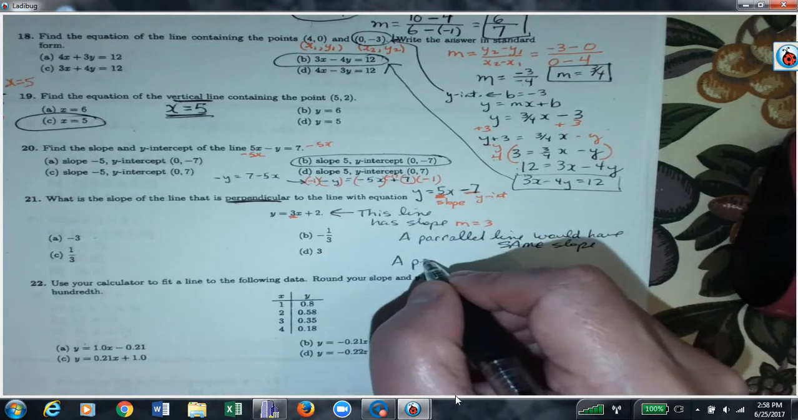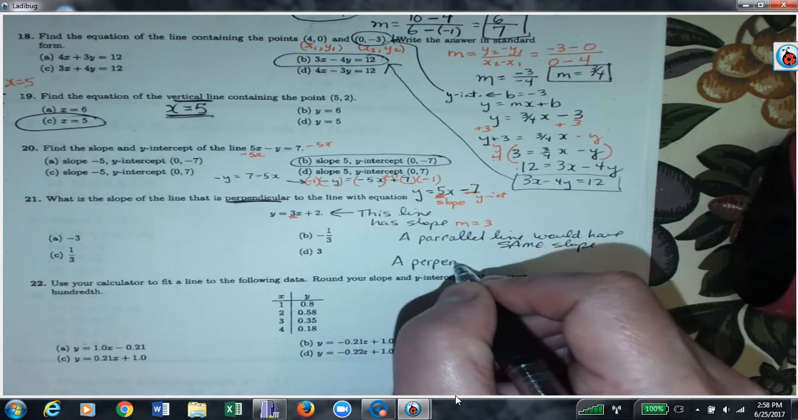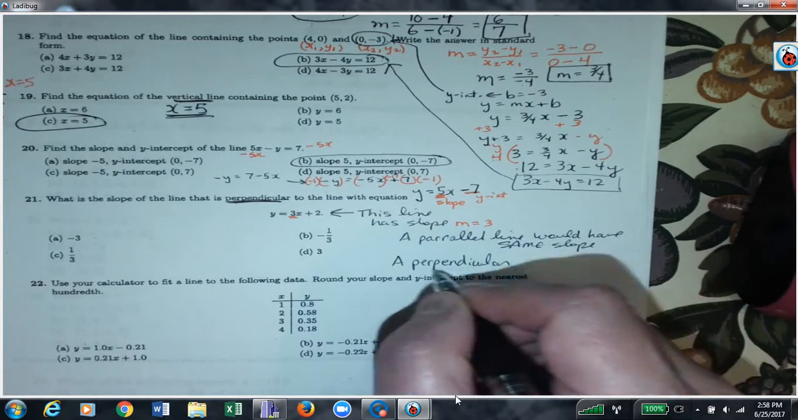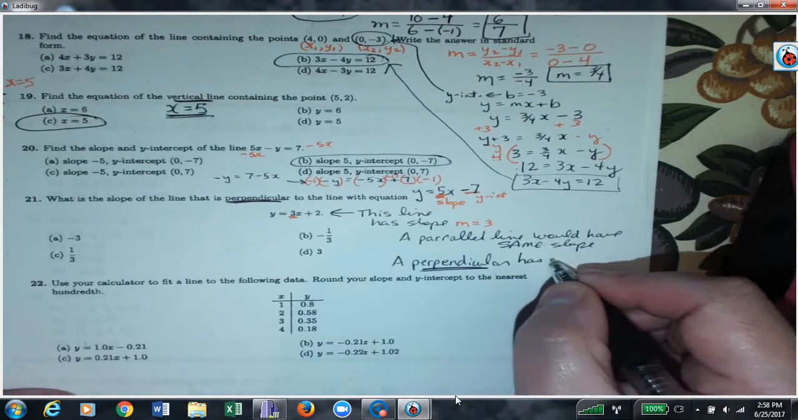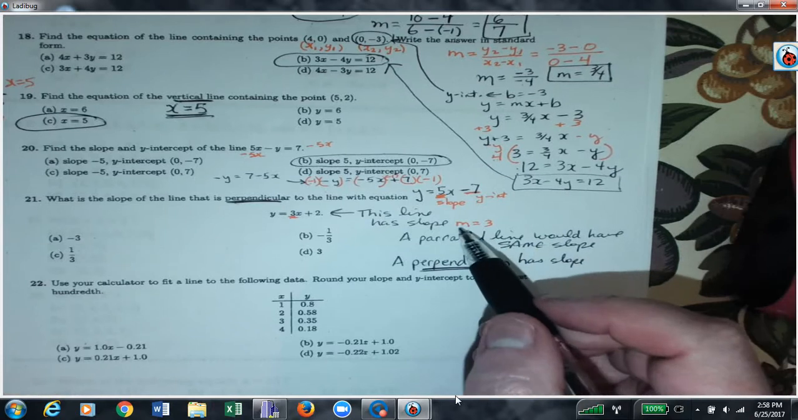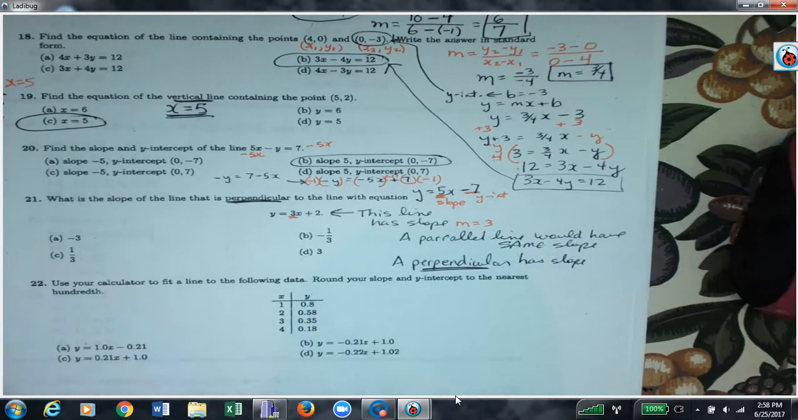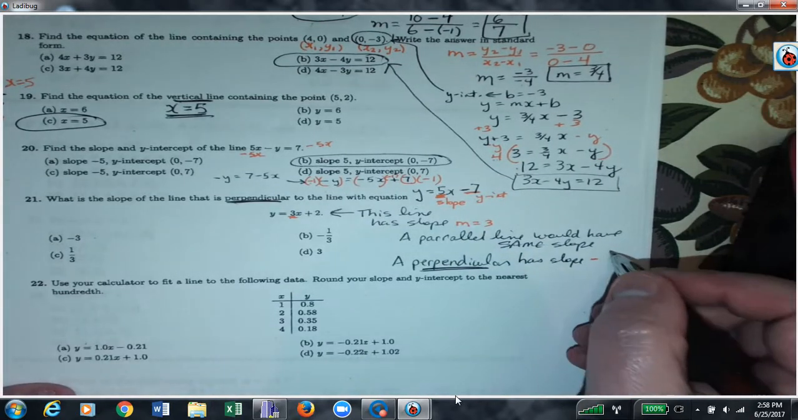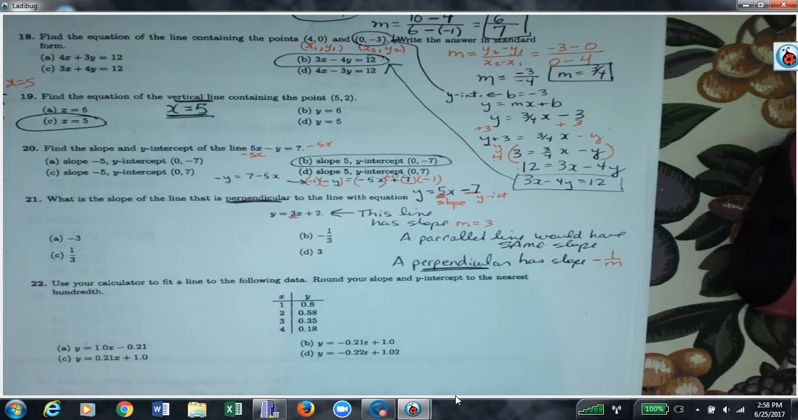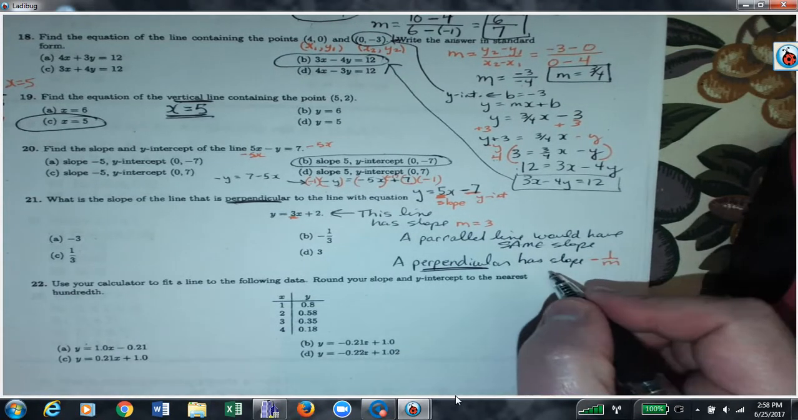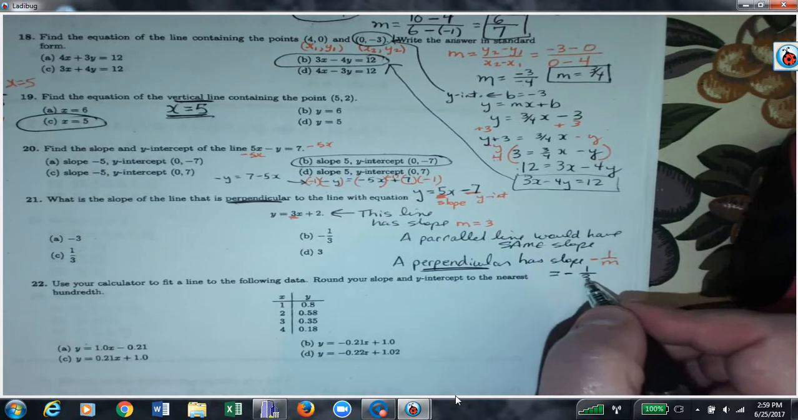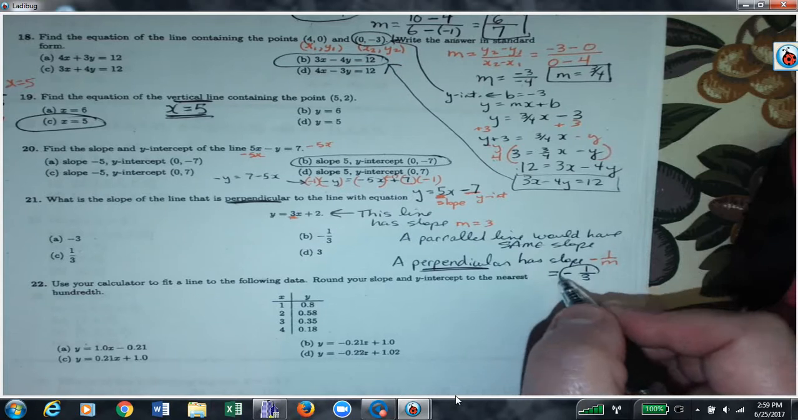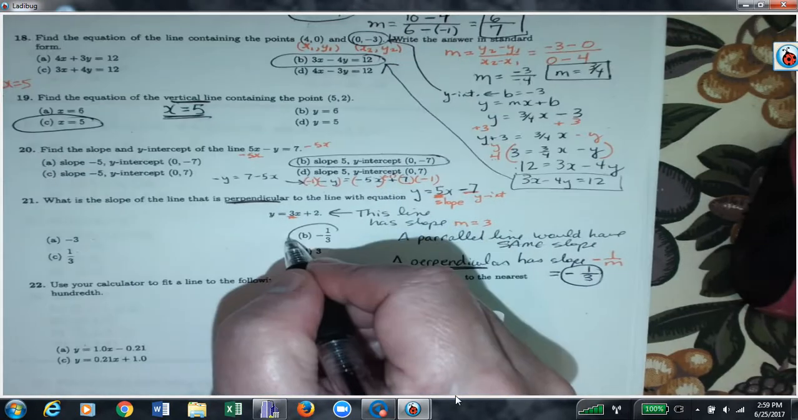A perpendicular line, so the one that this question is asking for, has slope, well, it'll be minus 1 over whatever m was. So that's the general formula. So it will be the negative of 1 over 3. So a perpendicular line will have slope negative 1/3.